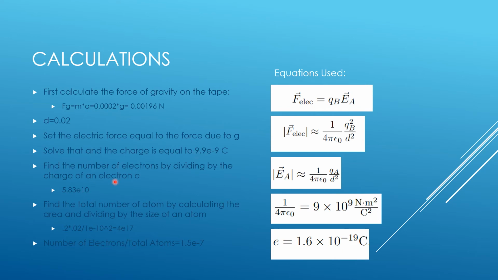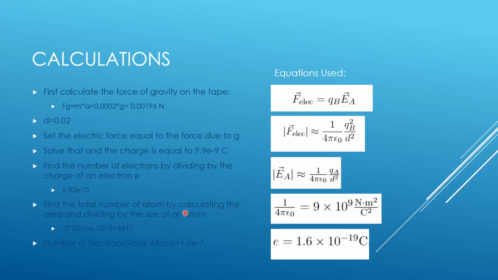Next, we found the number of electrons by dividing by the charge of an electron, because in this equation here we want to find the field, and the force is equal to the charge of an electron times the field. We found that to be 5.83 times 10 to the 10.